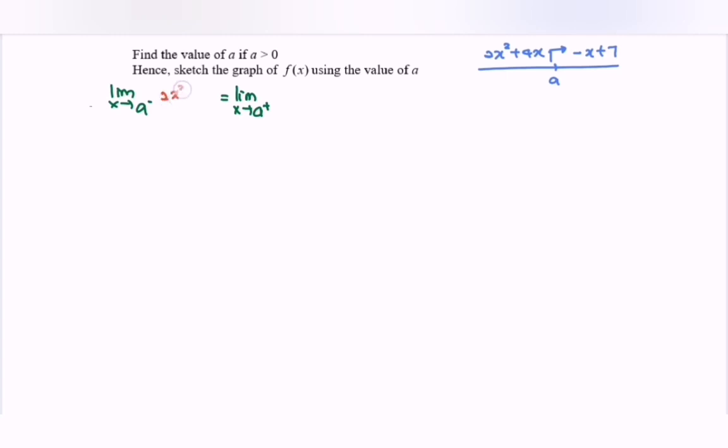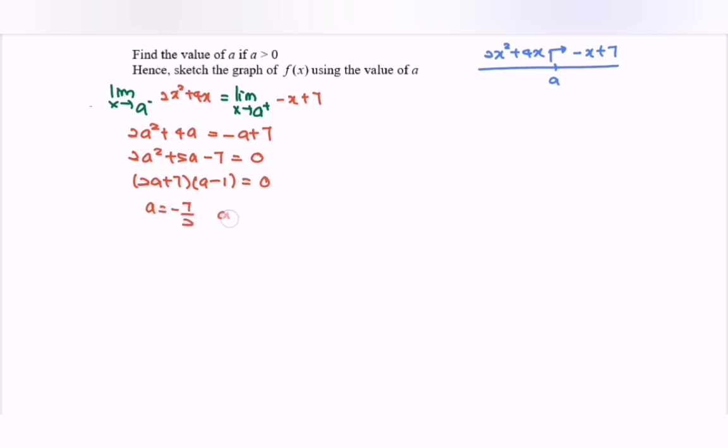We have 2x squared plus 4x, and here we have negative x plus 7. So kindly substitute. We have 2a squared plus 4a equals negative a plus 7. So 2a squared plus 5a minus 7 equals 0. Kindly factorize: we have (2a plus 7)(a minus 1) equals 0. So a equals negative 7 over 2, or a equals 1. Since a is greater than 0, a equals 1 is the value that satisfies the equation.